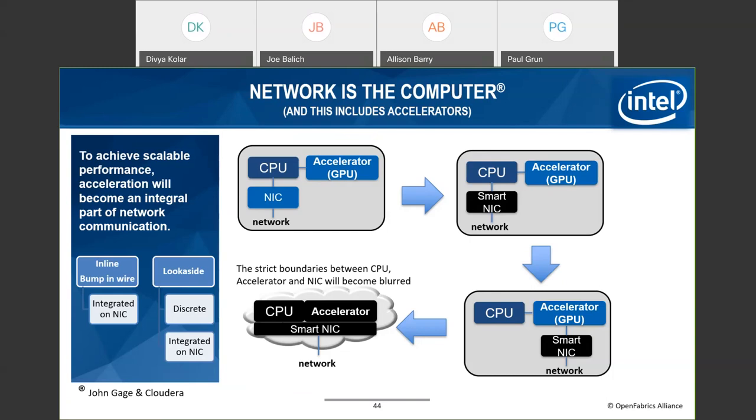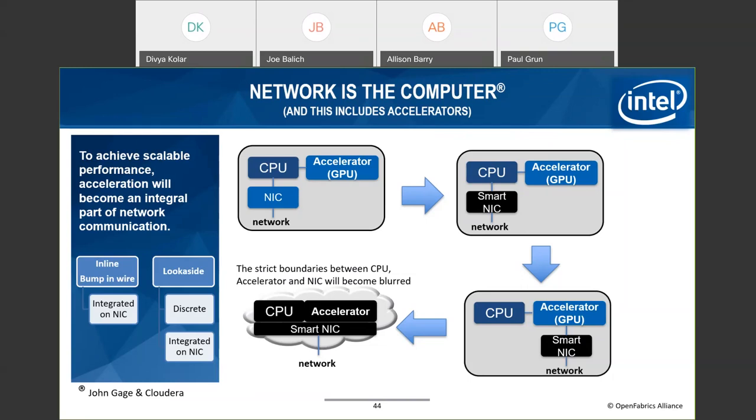This slide shows the trend in terms of supporting a direct network interface to the accelerator, moving beyond providing a network interface to the CPU. Eventually, there's going to be tighter integration of the general purpose CPU, accelerator, and network interface. All these boundaries are going to be eventually blurred. So it doesn't really matter in the long run who owns the network interface, whether it's the CPU or GPU. But the basic concept is that it is going to be the building block for this network is the computer usage model.